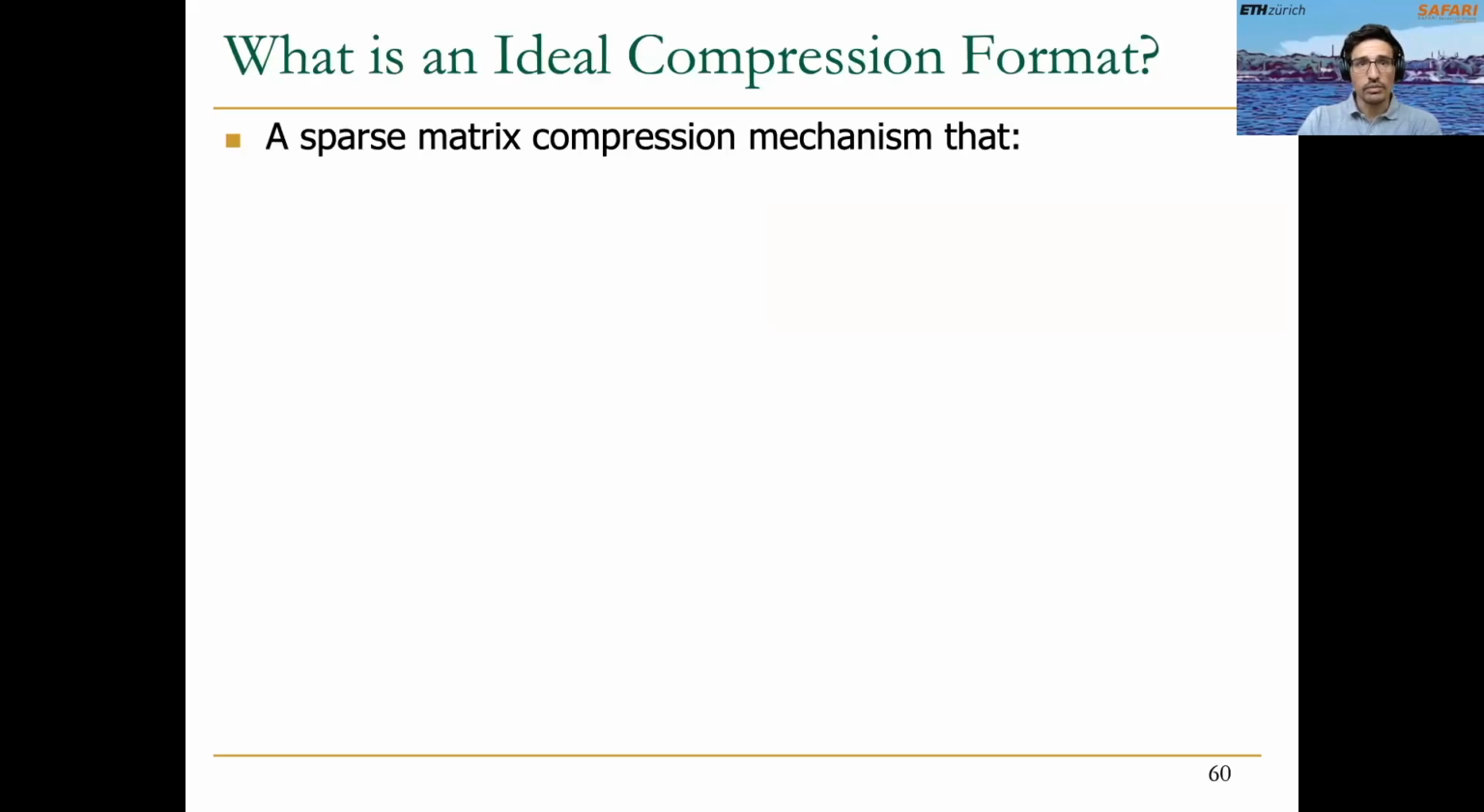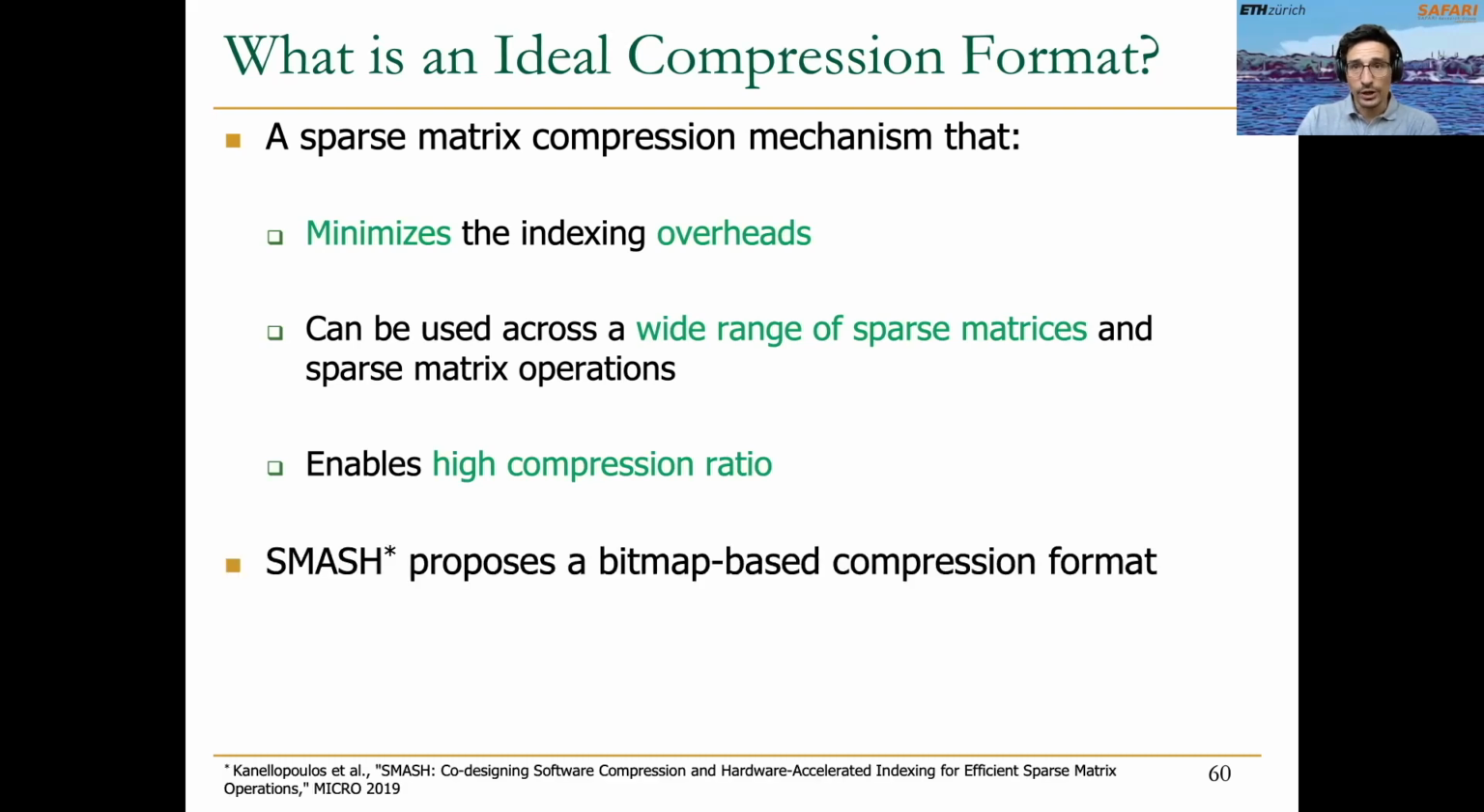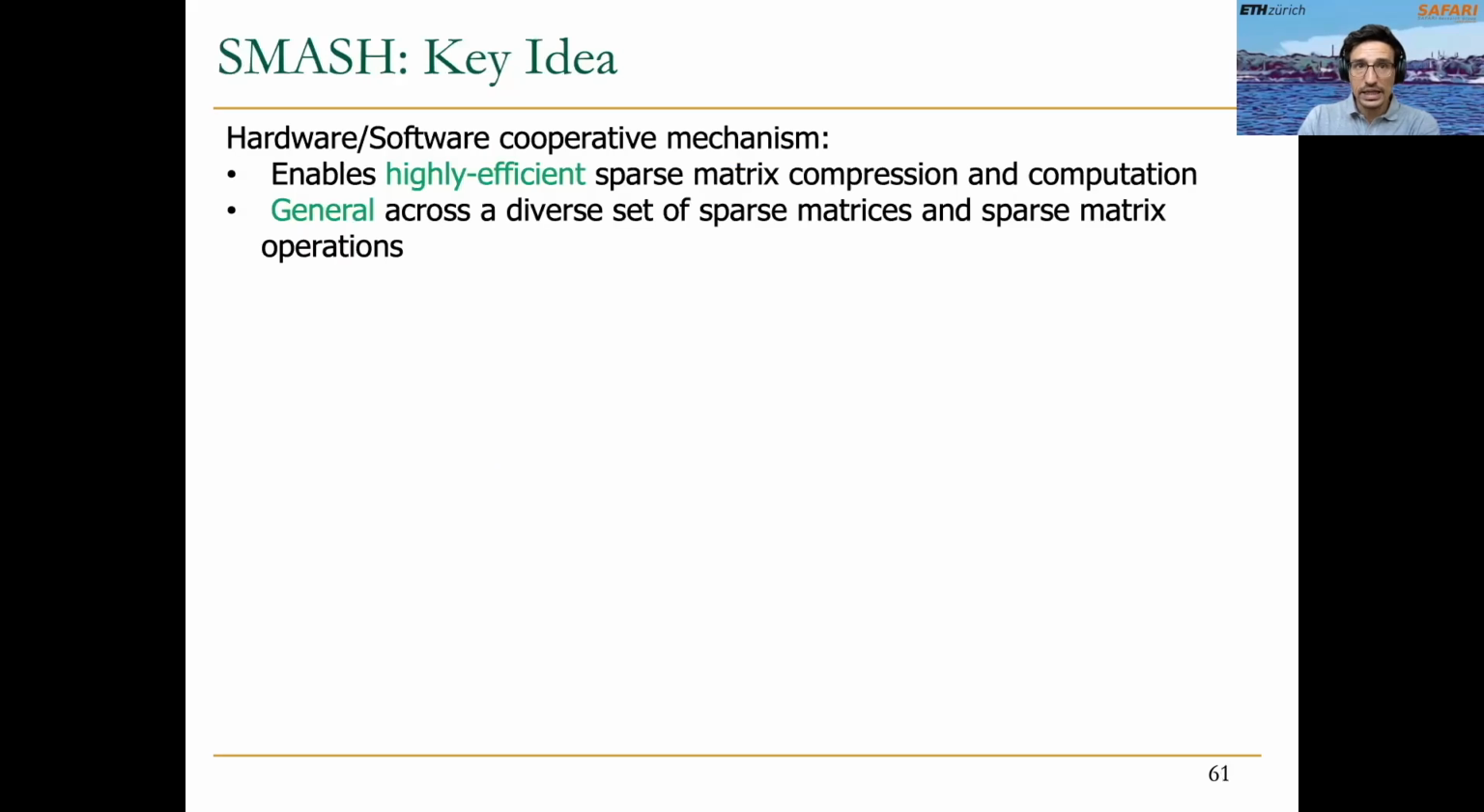We want to have a sparse matrix compression mechanism that minimizes the indexing overheads, as we have discussed. It can be used across a wide range of sparse matrices and sparse matrix operations, and also enables a high compression ratio. We want it to be space efficient. So in order to do so, we proposed the SMASH compression format, a bitmap-based compression format. The key idea in SMASH is to provide a hardware-software cooperative mechanism that enables highly efficient sparse matrix compression and computation, and is general across sparse matrices and sparse matrix operations.